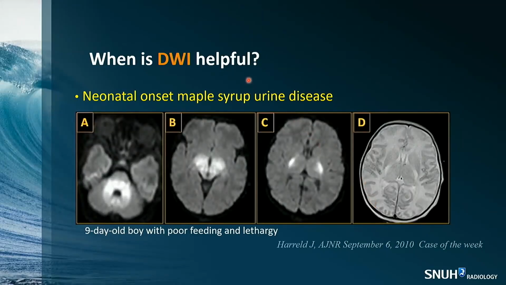The next question is, when is DWI helpful? In our institution, routine brain MRI protocol includes DWI. Here is a 9-year-old boy with poor feeding and lethargy. We can see diffusion restriction along the myelinated white matter. On T2 weighted axial image at the level of basal ganglia, we can see the lack of myelination in the posterior limb of the internal capsule. These are the typical imaging features of neonatal onset maple syrup urine disease.